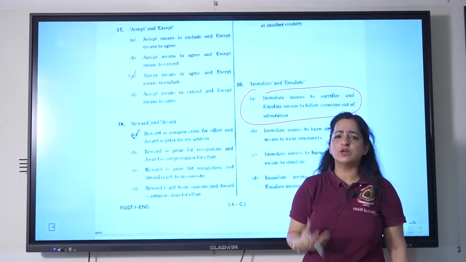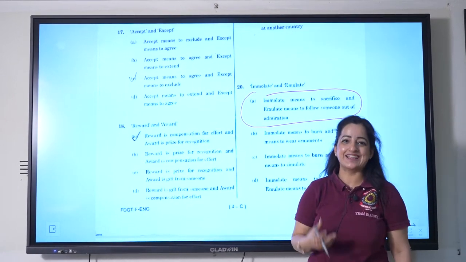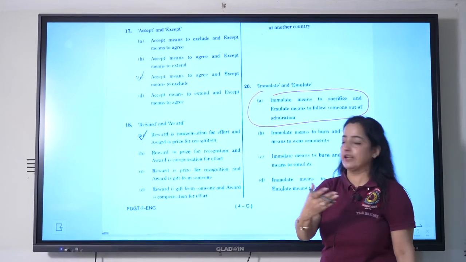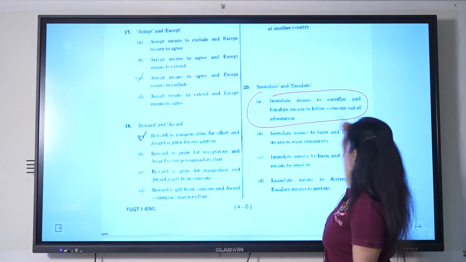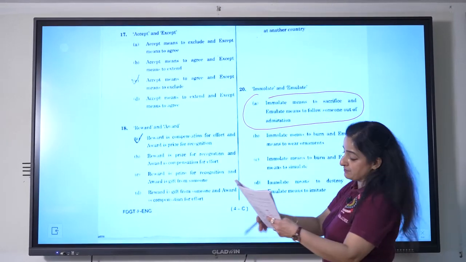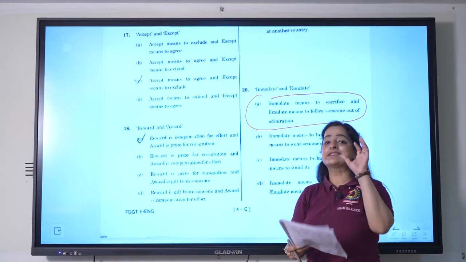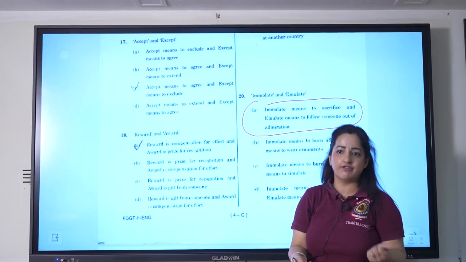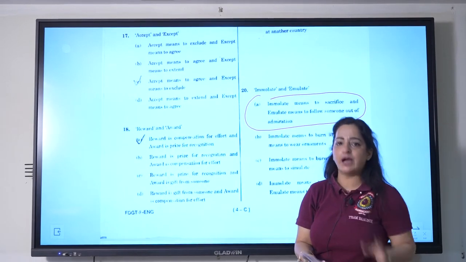It's just another word for copy, but copy is negative. Emulate is very positive. So you try to behave like that person. So you follow someone out of admiration because you like them. And immolate means to sacrifice. It is kill, basically kill or offer as a sacrifice, especially by burning.